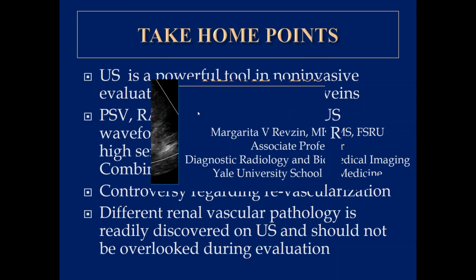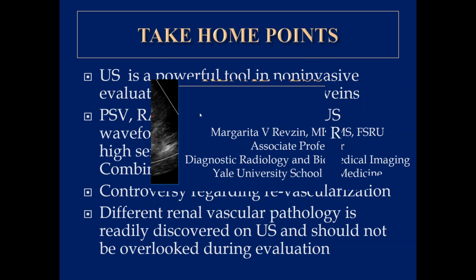So one of the questions was, do you correct for angle when calculating velocities and resistive indices? So usually you want to correct angle when you evaluate the main renal arteries, but you do not do the angle correction for segmental renal arteries. I hope I explained this. I'm not sure if this is exactly what you're asking for.